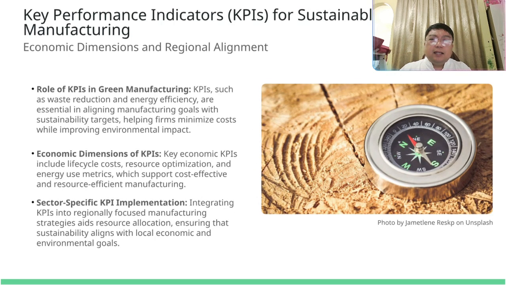Key performance indicators for sustainable manufacturing, like KPIs in green manufacturing. KPIs such as waste reduction and energy efficiency are essential in aligning manufacturing goals with sustainable targets, helping firms minimize costs while improving environmental impact. Economic dimension of KPIs, key economic KPIs include life cycle cost, resource optimization and energy use metrics, which support cost-effective, resource-efficient manufacturing. Sector-specific KPI implementation, where we integrate KPIs into regionally focused manufacturing strategies, aids in resource allocation, ensuring that sustainability aligns with local economy and environmental goals.